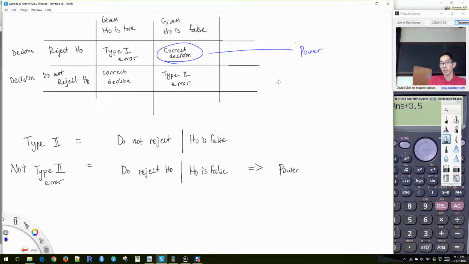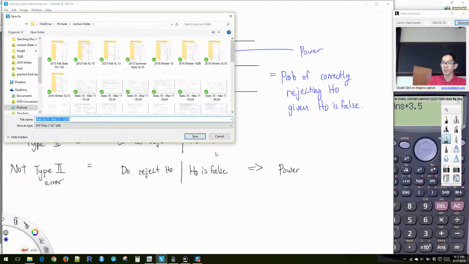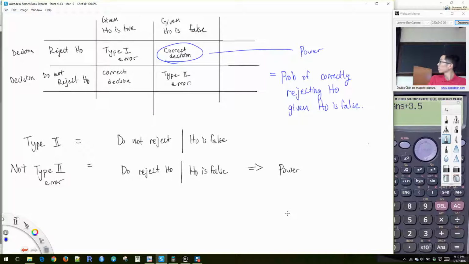The power is the probability of correctly rejecting the null given that the null is false. Okay, so that's a good thing. We want tests that are powerful.